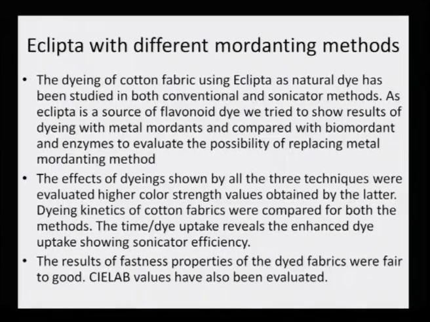So, therefore, we tried to work with Eclipta with different mordanting methods. The dyeing of cotton fabric using Eclipta as natural dye has been studied in both conventional and Sonicator methods. As Eclipta is a source of flavonoid dyes, we tried to show results of dyeing with metal mordants and compared it with biomordant and enzymes to evaluate the possibility of replacing the metal mordanting method.